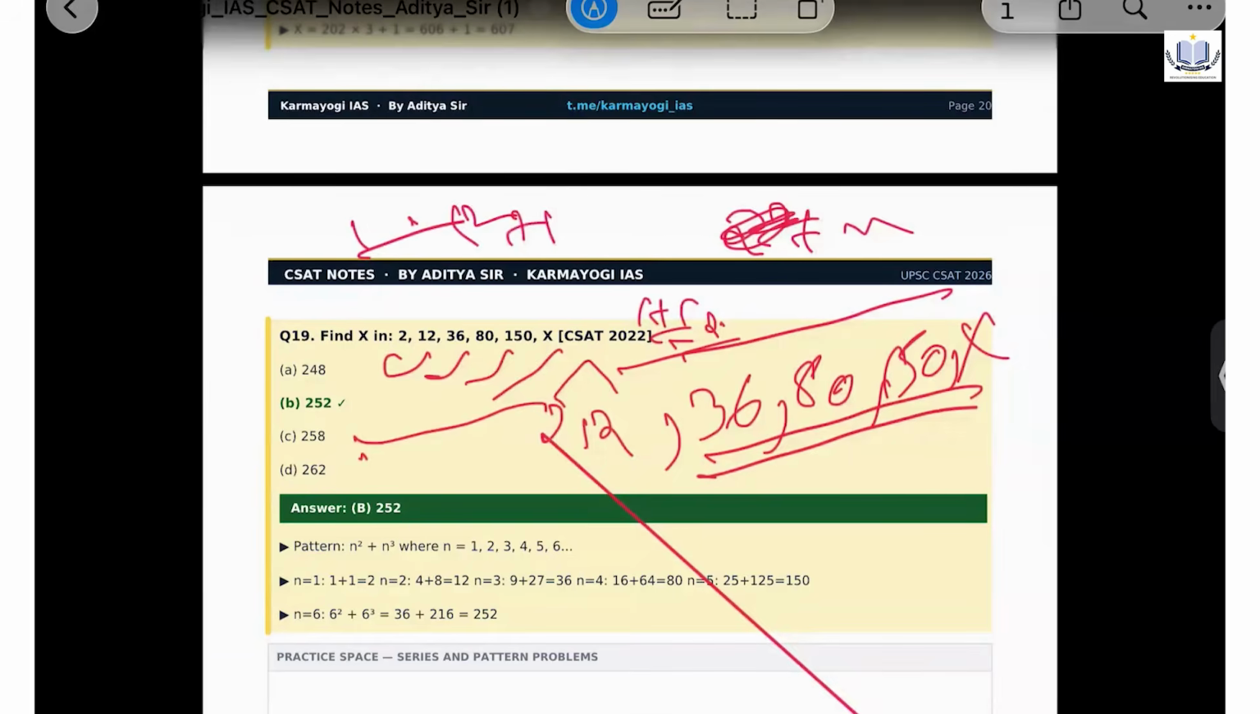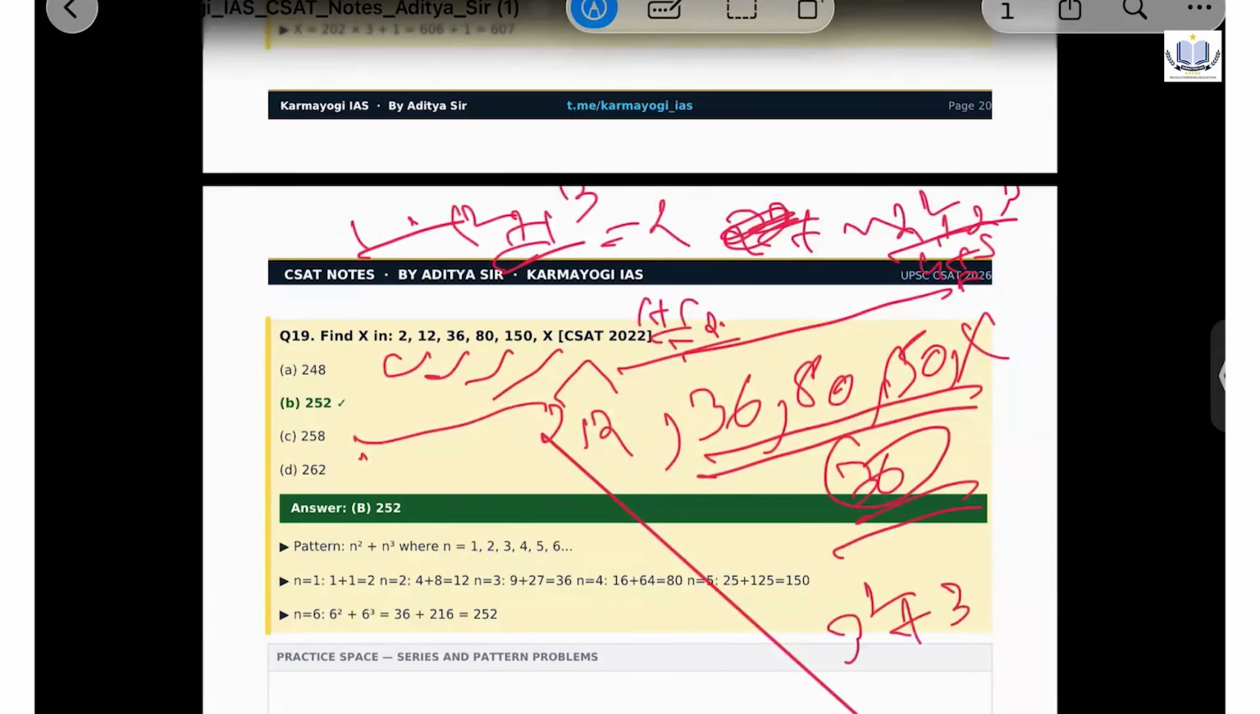1 का स्क्वायर प्लस 1 का क्यूब 2. 2 का स्क्वायर प्लस 2 का क्यूब. 2 का स्क्वायर हो गया प्लस 2 का क्यूब इज 4 प्लस 8 12. ठीक है, आगे देखते हैं. लेट टेस्ट. 3 का स्क्वायर प्लस 3 का क्यूब तो 9 प्लस 27 36. देन वी विल ट्राई 80 में. चलो देखते हैं ये भी सेटिस्फाई होता है कि नहीं. 4 स्क्वायर प्लस 4 का क्यूब तो 16 प्लस 64 80. इट इज गेटिंग सेटिस्फाइड. 5 का स्क्वायर प्लस 5 का क्यूब 150.